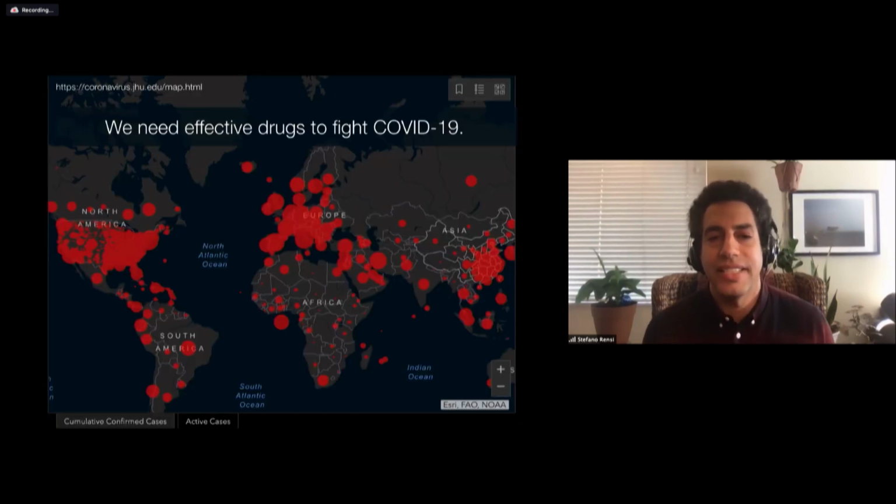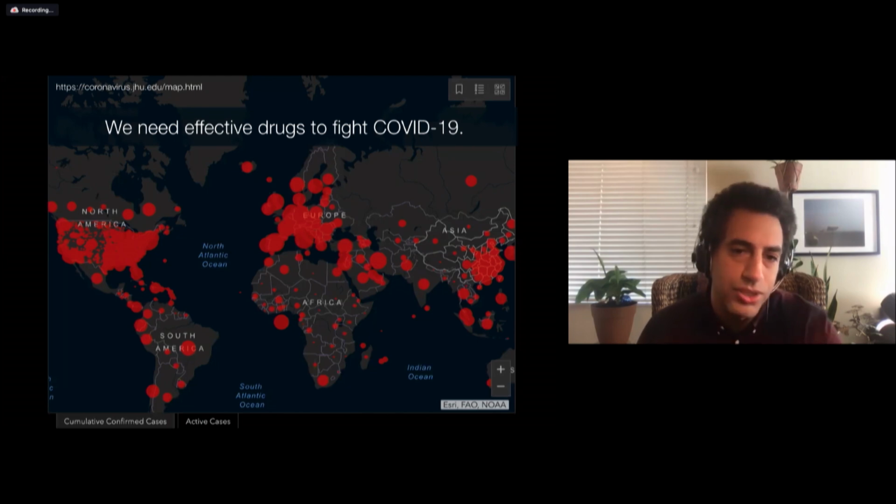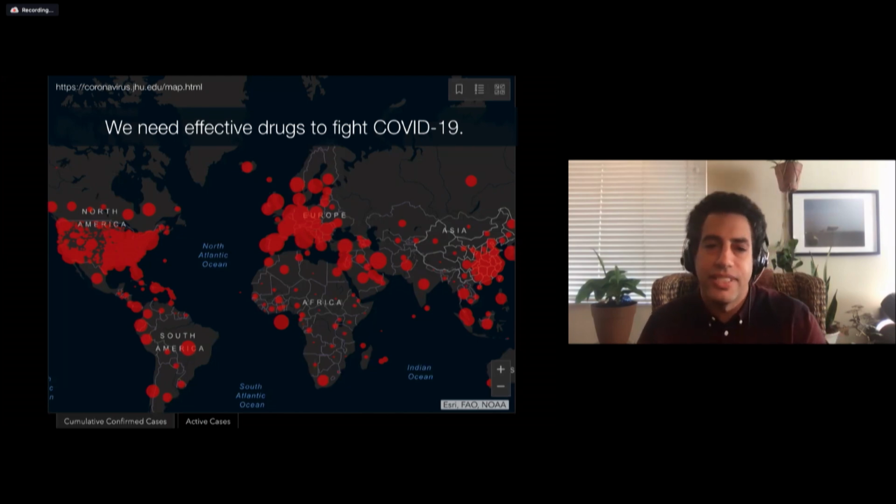Okay, so COVID-19 is a global pandemic that's already killed over 40,000 people, and it threatens to overwhelm healthcare systems around the world. Now, we desperately need treatments for it, but we don't have the 5 or 10 years that it normally takes to develop a new drug and get it into clinical trials.